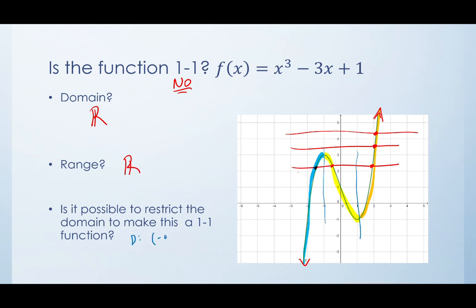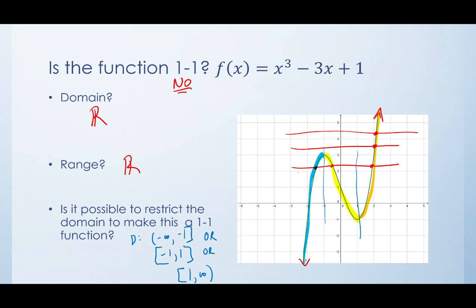We could say negative infinity to -1, or -1 to +1, and actually here we can include those endpoints on any of the parts, so these could be square brackets, or 1 to infinity. Any one of those three pieces of the graph by itself would pass the horizontal line test and therefore could be inverted.